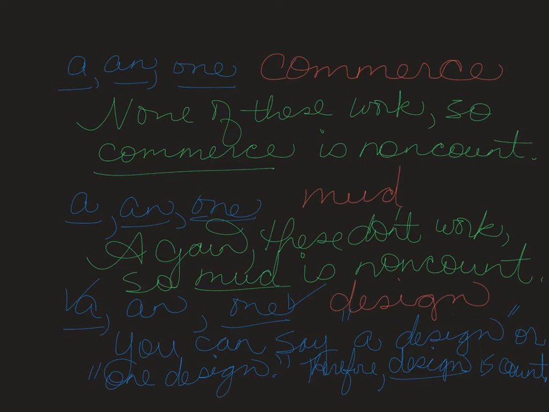One commerce, no. Now, can you break commerce down into its separate parts and count those parts? Sure. You can count selling, buying, although those you can't really count either. You can count the acts of selling and buying, I should say. But commerce in and of itself is non-count. All right? Here's another one, mud. A mud, and one mud, and mud, one mud. No, you can't say any of those, okay?